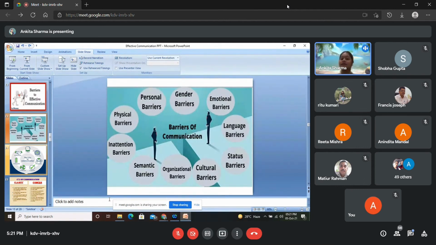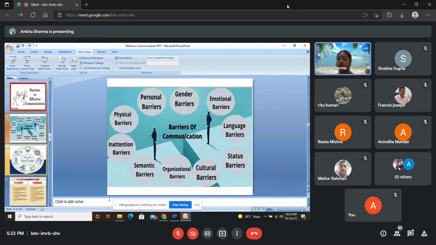Next is the status barrier. Status or position in the hierarchy of an organization is a fundamental barrier in every institution. The superiors hinder communication, because they have to give information which is needed. But the subordinates communicate only those things which would be appreciated by the superiors. So this is also an obstacle to the free flow of the communication process. The status barrier also hinders communication.